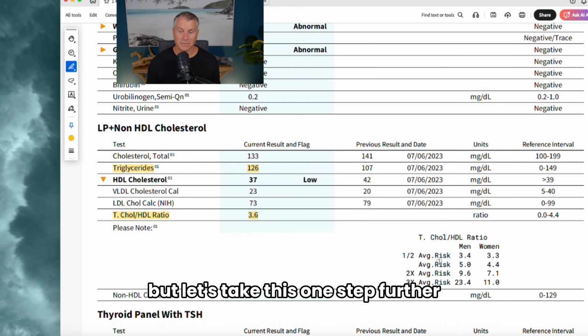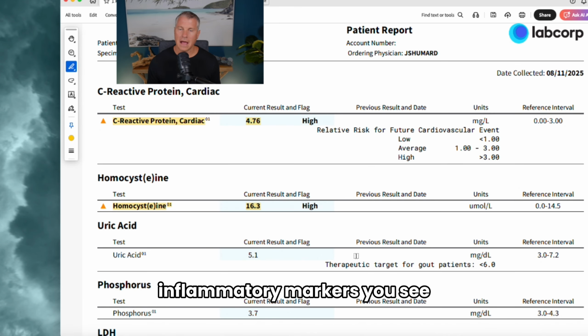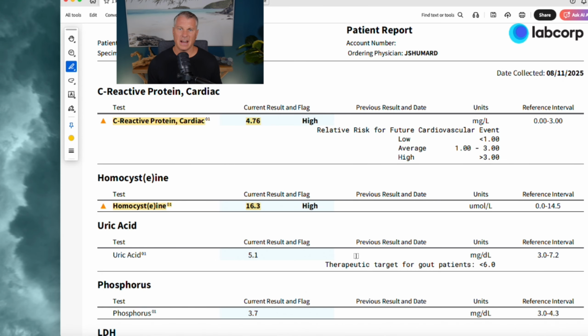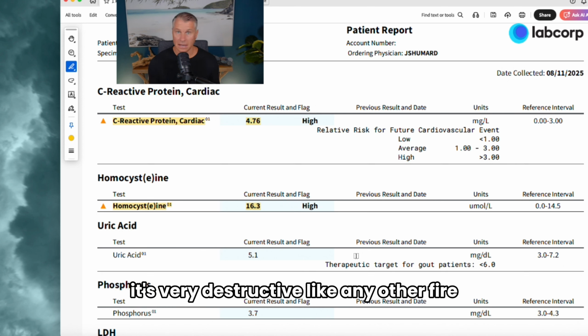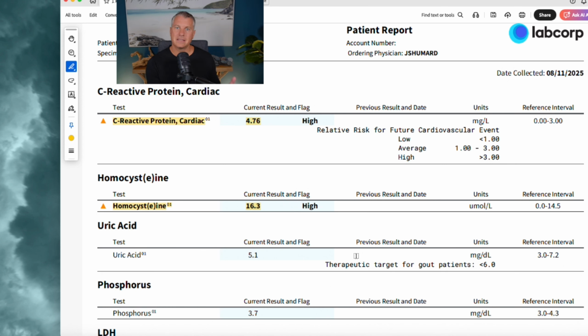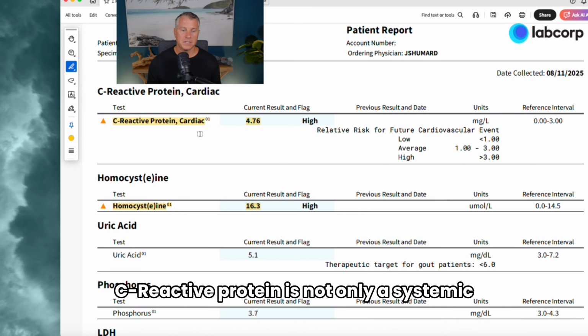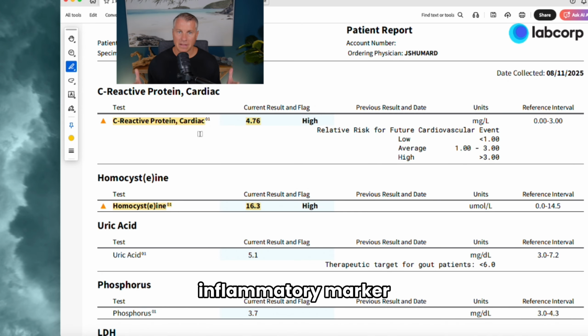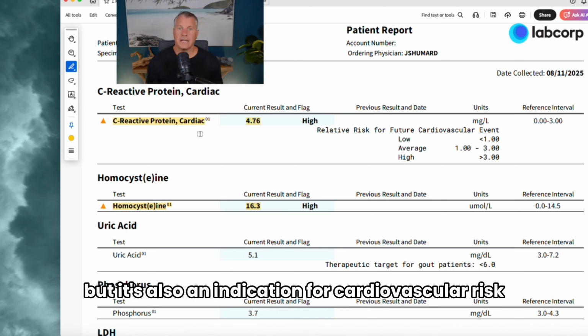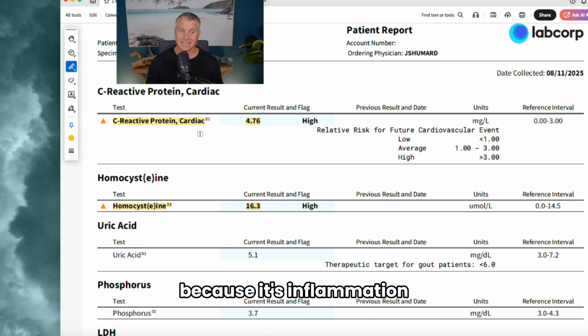But let's take this one step further, because we can look at what are called inflammatory markers. You see, inflammation is what fire is, right? It's essentially fire. But this fire that we see here, it's very destructive like any other fire, but it's in the arteries. It's in circulation, impacting your organs and tissues and systems throughout your body. There are two that we look at, homocysteine and C-reactive protein.